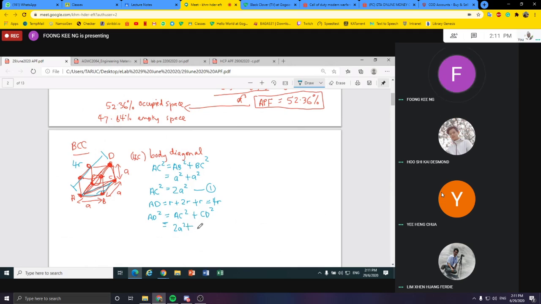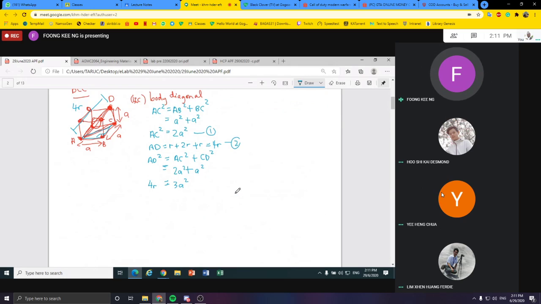This is how much? A square. So this is equal to 3A square. What is equal to AD? 4R. It is equal to 4R. This one is BCC, okay? The HCP and the FCC one, okay? After that, where do we go from here? So what do we have here?